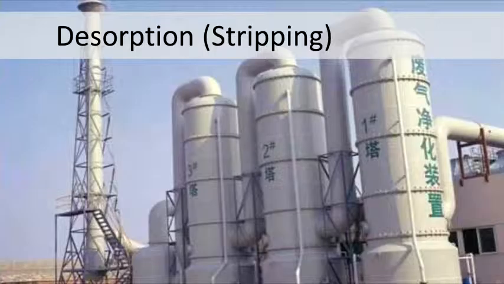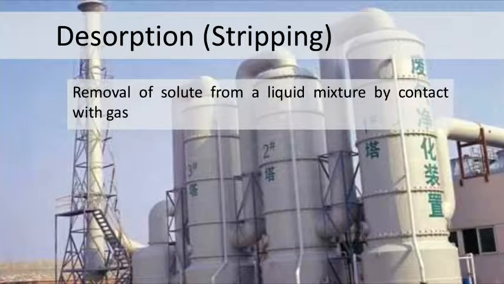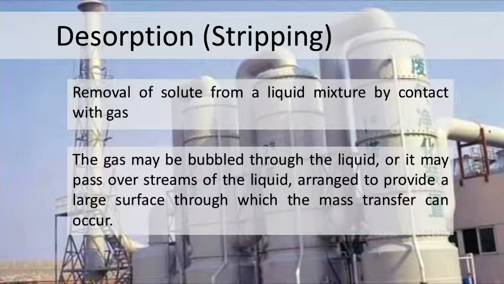Desorption or stripping is the removal of solute from a liquid mixture by contact with gas. The gas may be bubbled through the liquid, or it may pass over streams of the liquid arranged to provide a large surface through which the mass transfer can occur. The liquid film in this latter case can flow down on the sides of columns or over packing, or it can cascade from one tray to another with the liquid falling and the gas rising in the counterflow.